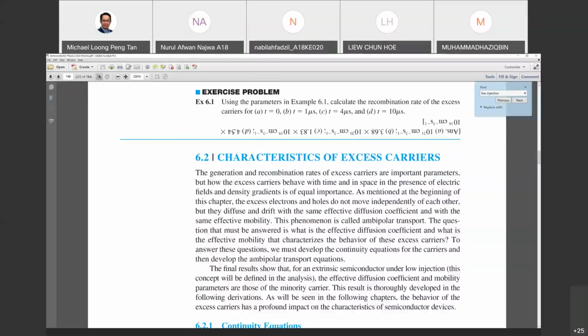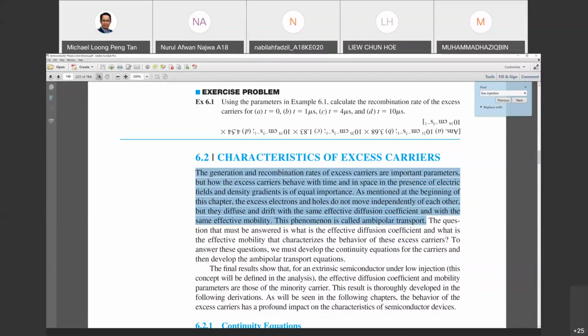As mentioned in the beginning of this chapter, the excess electrons and holes are dependent on each other. That's what it means. It means that they diffuse and drift with the same effective diffusion coefficient, the D prime that I showed you, and also the same effective mobility, the mu prime. And this phenomenon is called ambipolar transport. So if I ask you, what is ambipolar transport? You need to be able to answer like this.